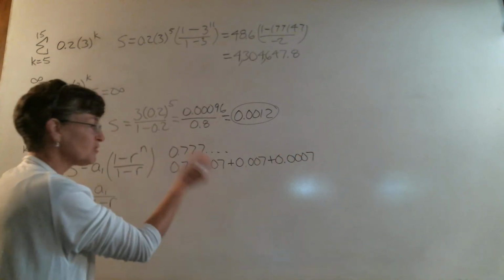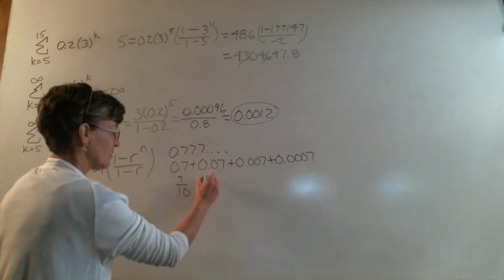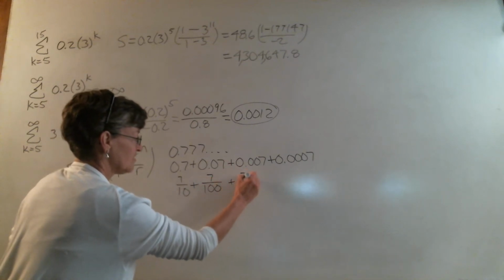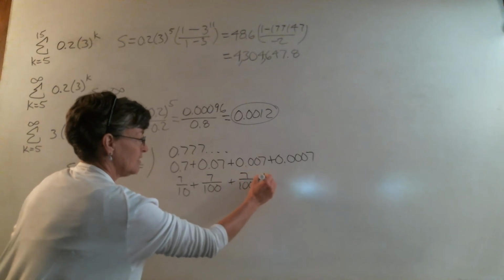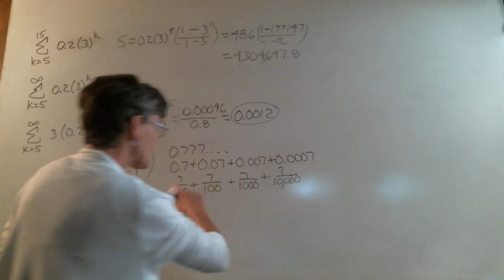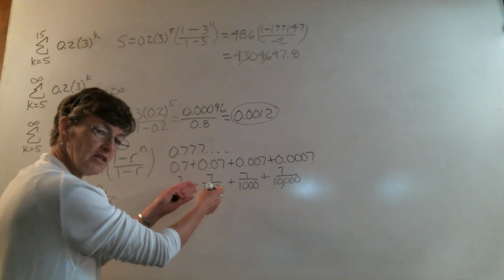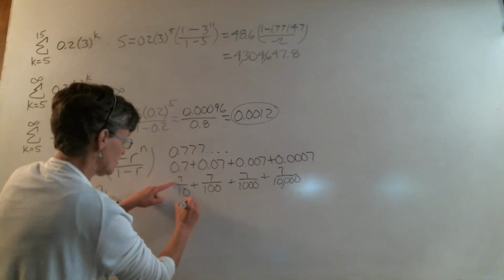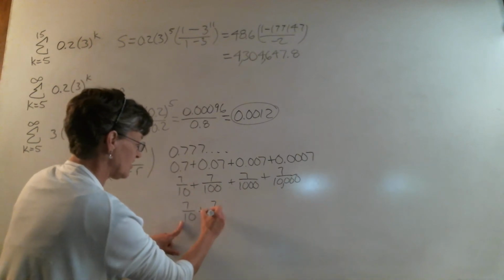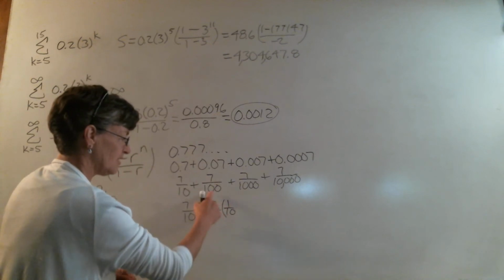So my first term, and I'm going to write these as fractions, my first term is 7/10. My second term is 7 over 100. My third term is 7 over 1,000. My fourth term is 7 over 10,000. It just goes on and on. Well, I can rewrite each one of these using the term in front of it. So this is my first term. So my second term I can rewrite as this term in front of it, 7/10, times 1 over 10. I just need an extra 10 in the denominator.